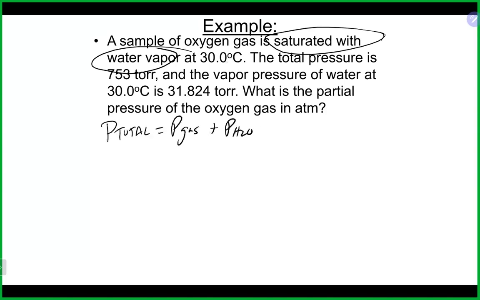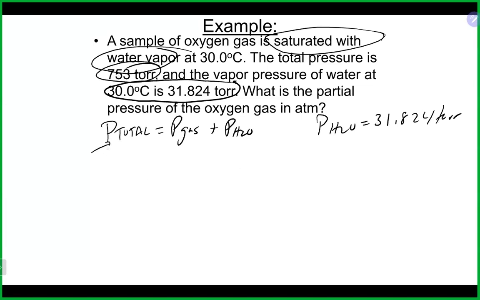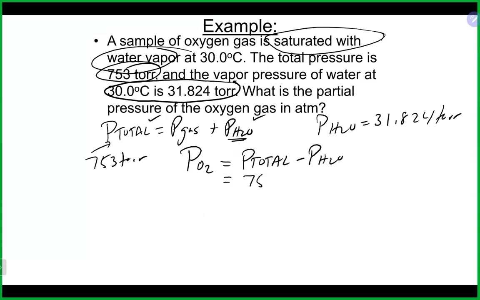In this particular case, they were nice enough to give us the vapor pressure of water at 30 degrees. It is that number there, 31.824 torr. The total pressure, or the barometer there, is 753 torr. So we have this and this. Once again, we can rearrange for the oxygen gas by subtracting this to the other side. That will give us the total pressure minus the vapor pressure of water. If we put our numbers in, we will have 753, which is our total pressure, minus our table value. And if it was not given to you in the problem, which commonly is probably not going to be the case, you need to look it up in a table that should be in that gas chapter. It's usually based on temperature. And we'll take 753 minus 31.824.